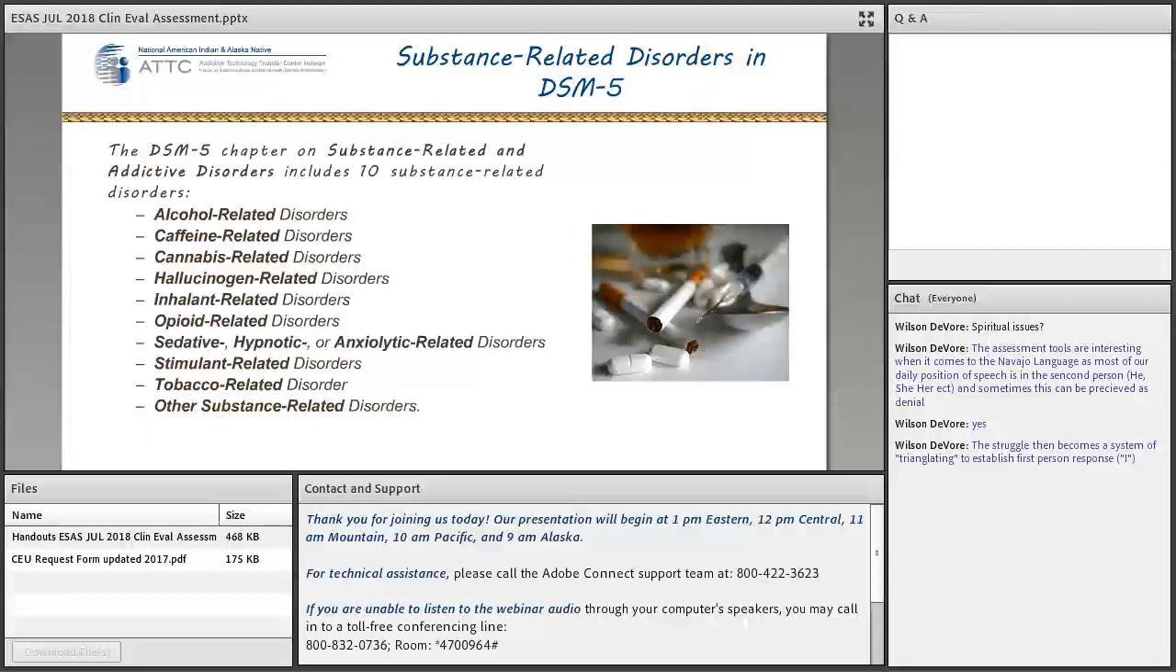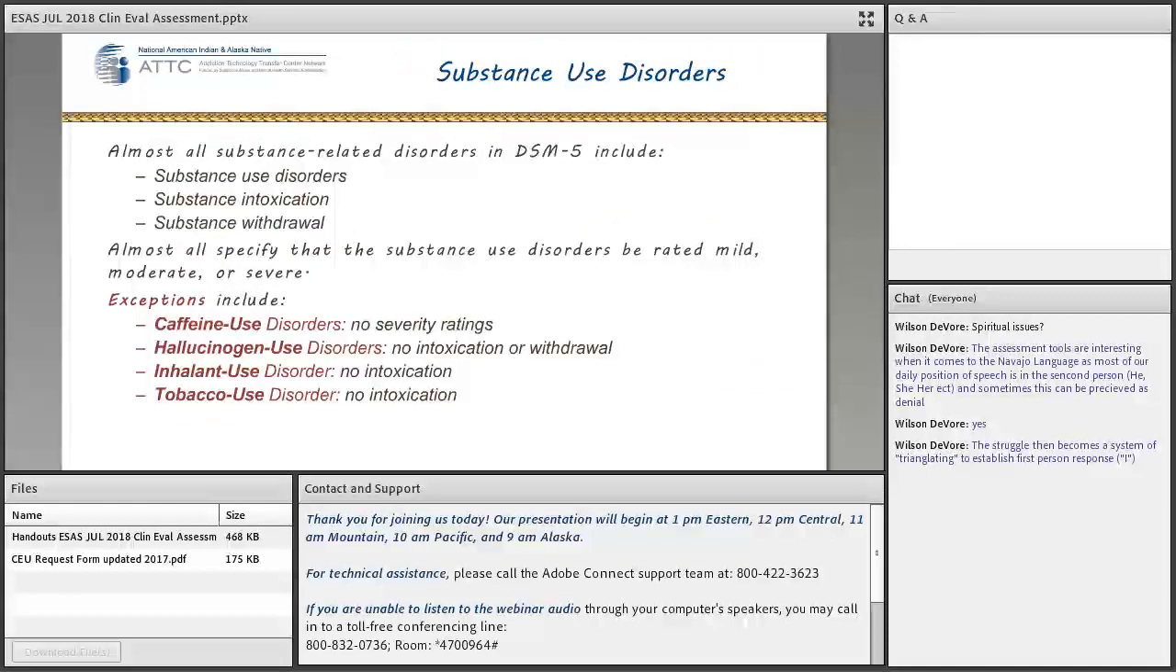Okay, so now let's go on to substance-related disorders in the DSM-5. Almost all the substance-related disorders in DSM-5 include either substance use disorder, intoxication, or withdrawal. Almost all the specifiers of a substance use disorder will be rated mild, moderate, or severe. Exceptions include caffeine, hallucinogens, inhalants, and tobacco. A lot of times, as with tobacco or caffeine, it has to do with how it's seen within the communities, how it's seen in the general population.